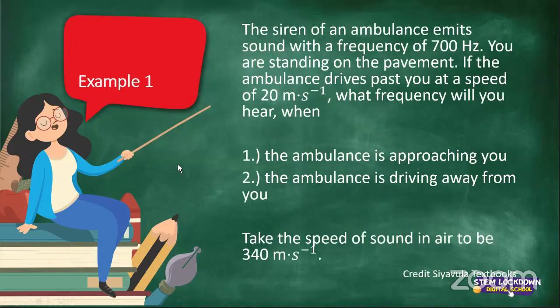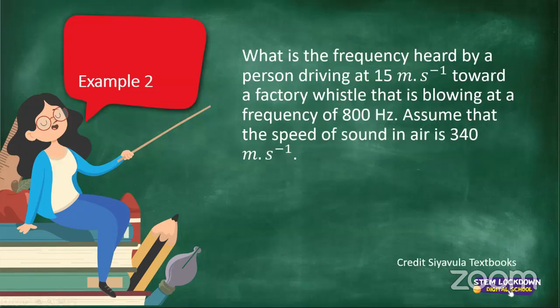Okay, then the next example, they tell you: what is the frequency heard by a person driving at 15 meters per second towards a factory whistle that is blowing at a frequency of 800 hertz? Assume that the speed of the sound in air is 340 meters per second.